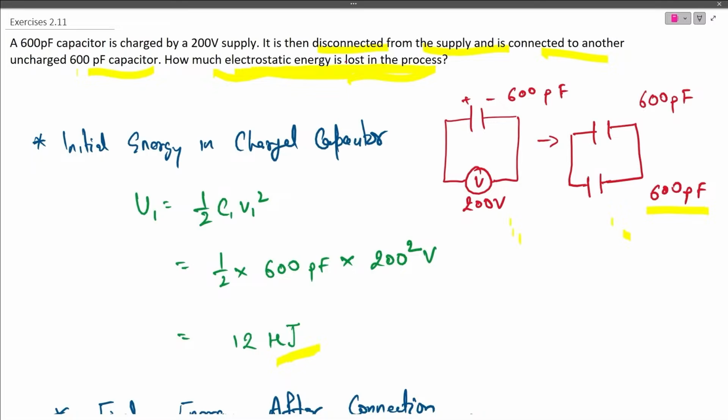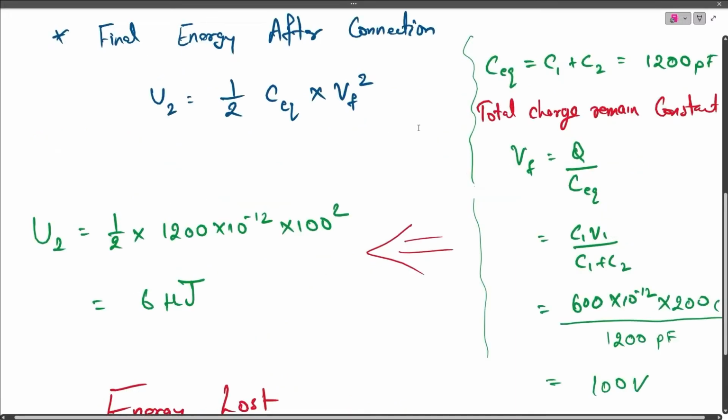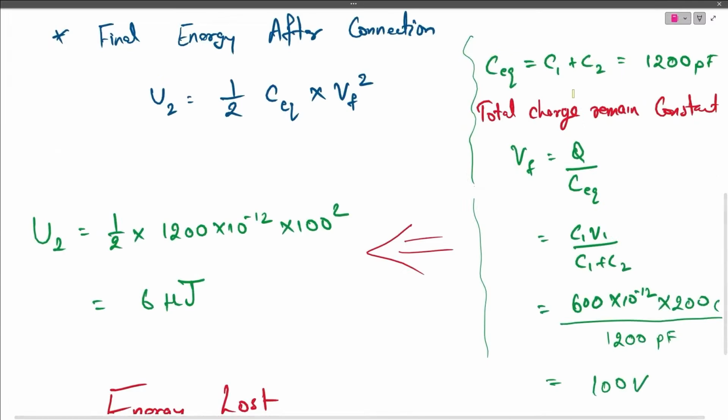Now after the capacitor is removed from the battery or the voltage source and connected to another uncharged capacitor, the total charge on both the capacitors is going to be the same. Charge in case 1 and charge in case 2 is going to be the same. Now charge rearrangement will take place, and since the capacitor in the second case is connected, we will get the equivalent capacitance as C1 plus C2, and that would give us 1200 picofarad, and voltage across the capacitor would be equal to Q by C equivalent.